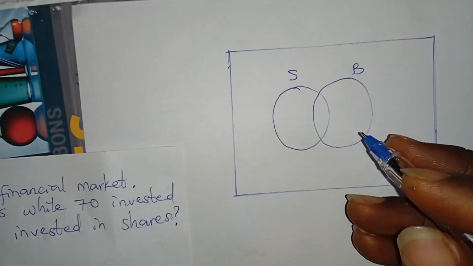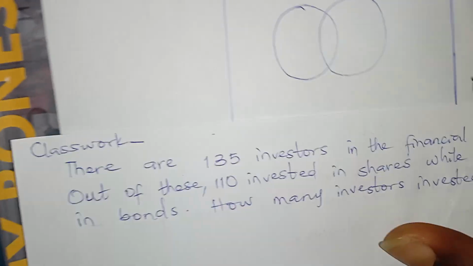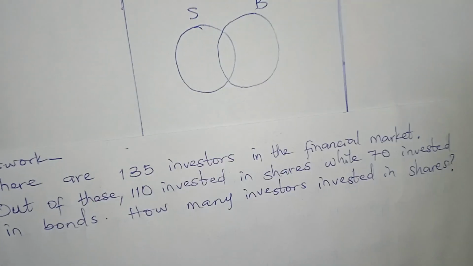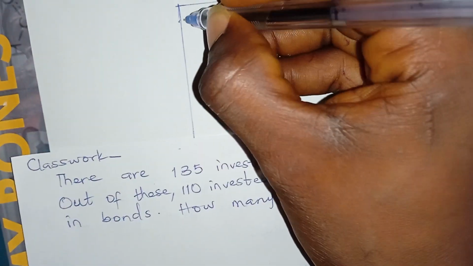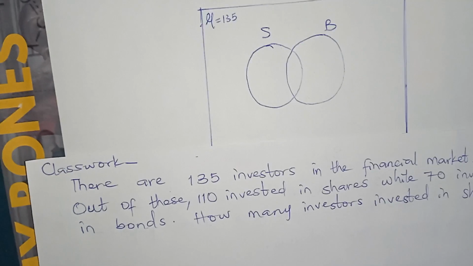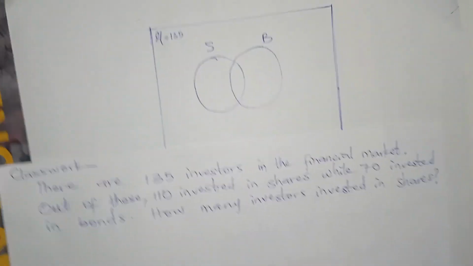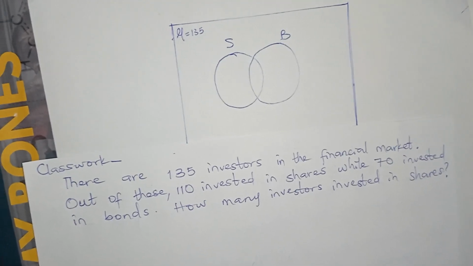Now, they said there are 135 investors in the financial market. 135 is the universal set. The universal set is the set containing all other sets, the set of sets. 135, that is the totality.